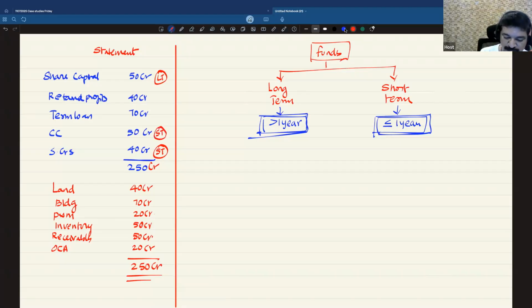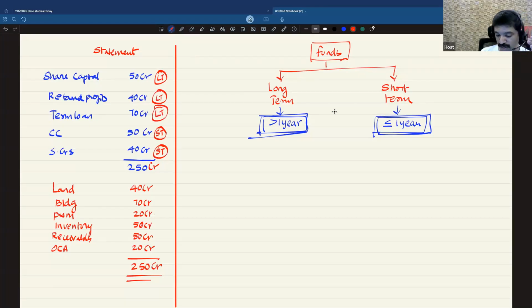Then tell me, the retained profits, the profits made by the business which are reinvested in the business, are they short term or long term? They are long term in nature. And term loan, as the name itself says, it has got a term. Term loans are generally long term loans, like 3 to 5 years or above 5 years. But if it is above 1 year, then it will satisfy the definition of long term. So the term loan is also long term.